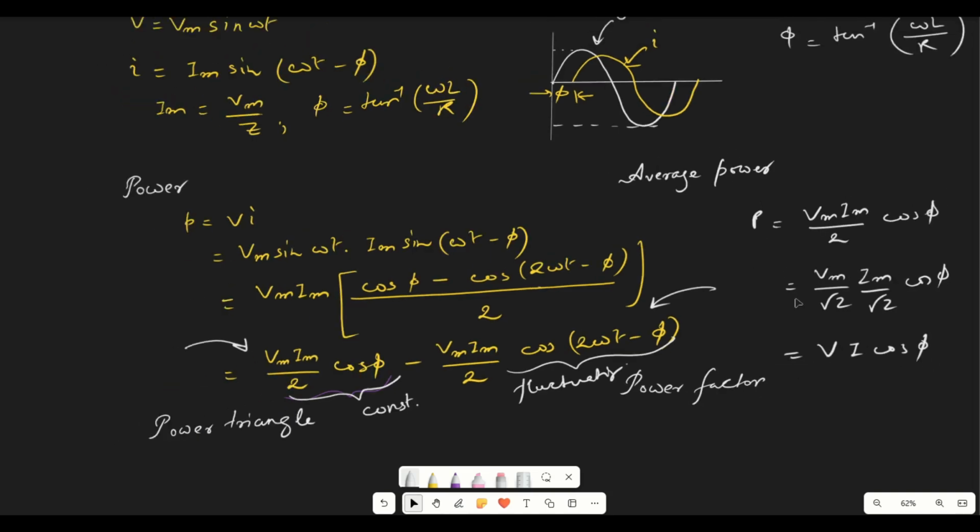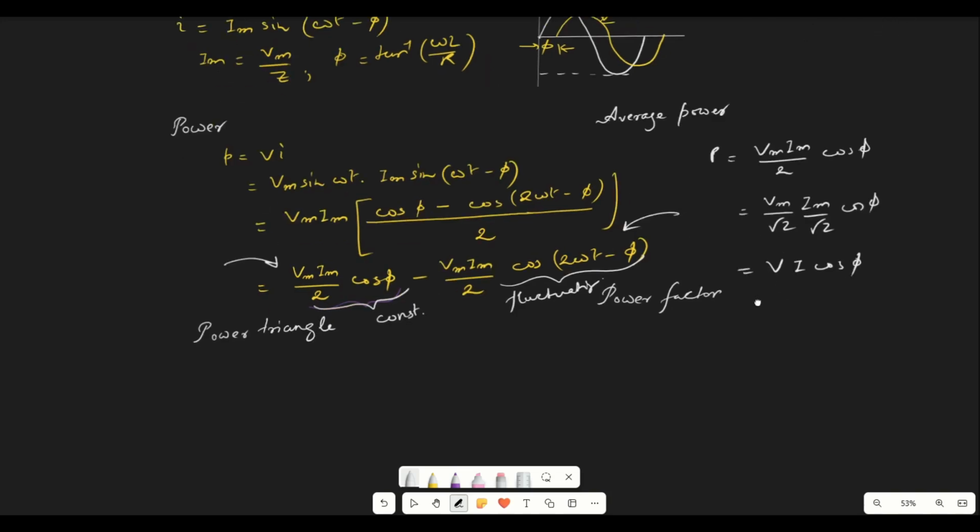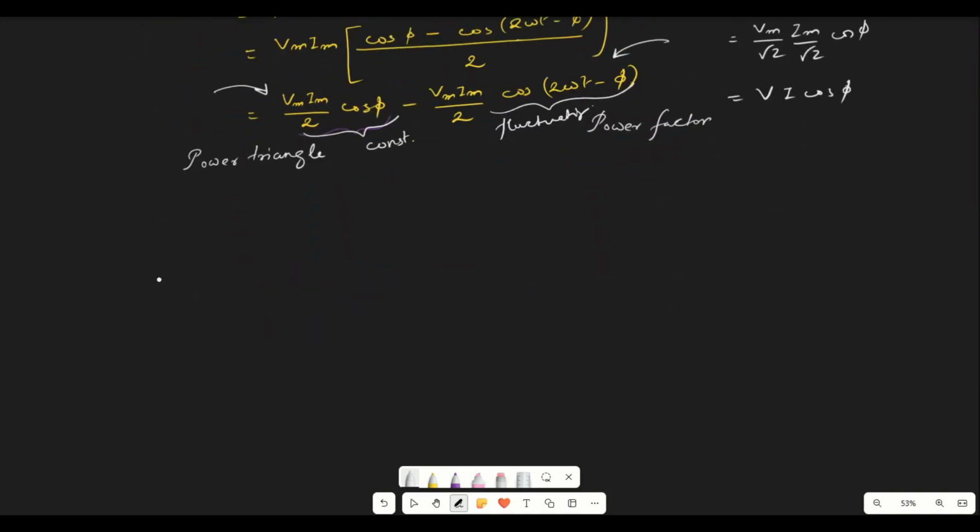So this power is also known as active power. So P equals VI cos phi. Okay, then if you determine the unit, this unit will be in watt.